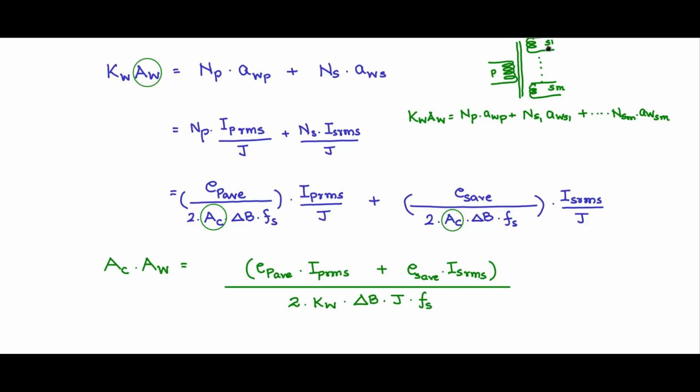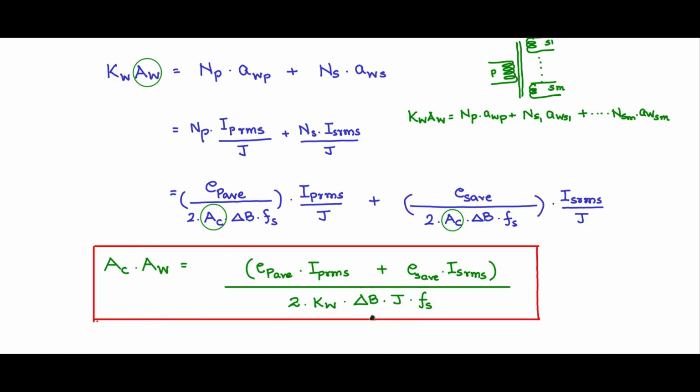If there are multiple secondaries, the half cycle average across that particular winding and the RMS current through that winding will come in, depending upon as many windings as there are. Now this is an important relationship, a general area product relationship for any given transformer. We just have to calculate EP average, IP RMS and delta B for specific applications of the transformers, and you will get the area product for that specific application.